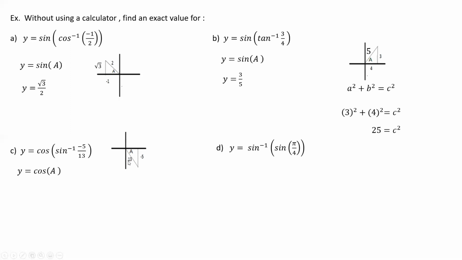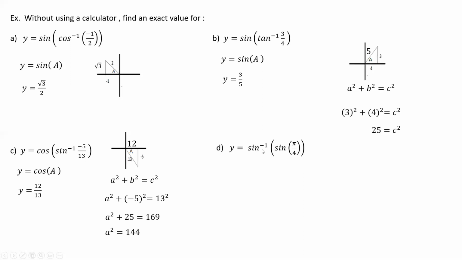Cosine will be x over r. We just need the x value. It's not one of our special triangles, so we use Pythagoras. Plug in your x value and your r value. We'll find out that the other side squared is 144. So a could be 12 or minus 12. And according to the picture, we're on the positive x-axis, so it would have to be positive 12. Cosine is x over r. Final answer, 12 over 13.